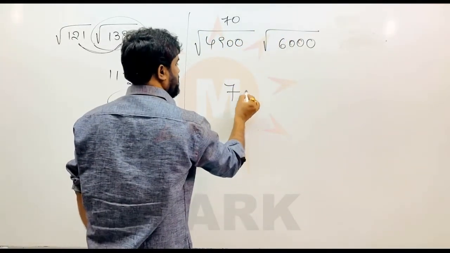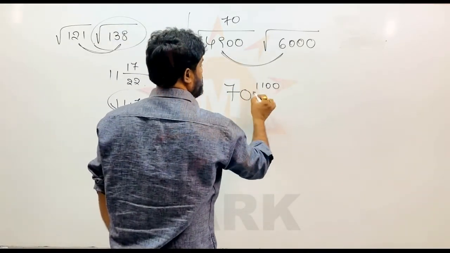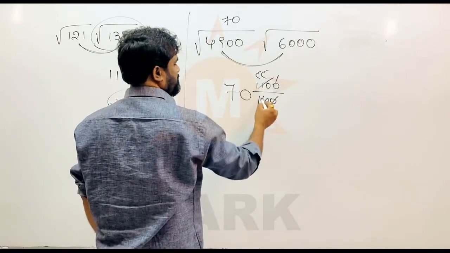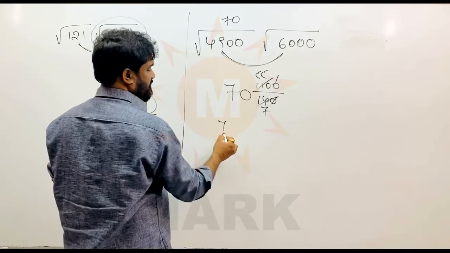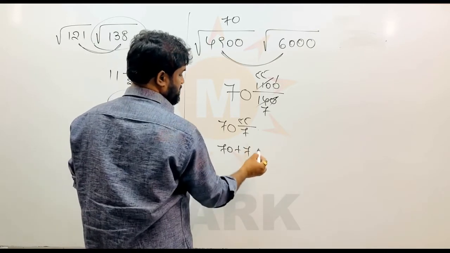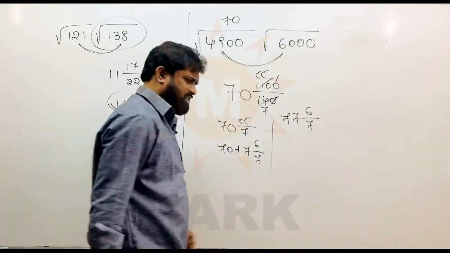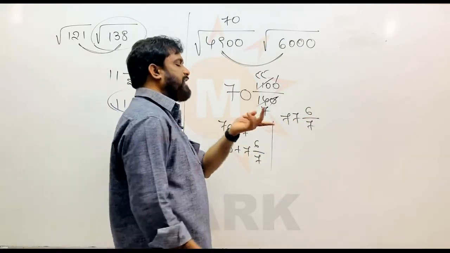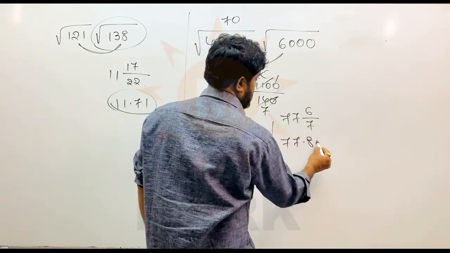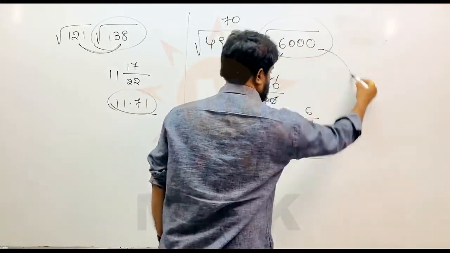So 70 will come here as the whole part. The difference between 4900 and 6000 is 1100. Double of 70 is 140. If you divide, this comes to 55 by 7. So 70 plus 7, and the remaining 6 by 7, that is 77 and 6 by 7 actually. The fraction 6 by 7 is almost 1, about 0.85. So 77.85. Approximately, the square root of 6000 is 77.85.